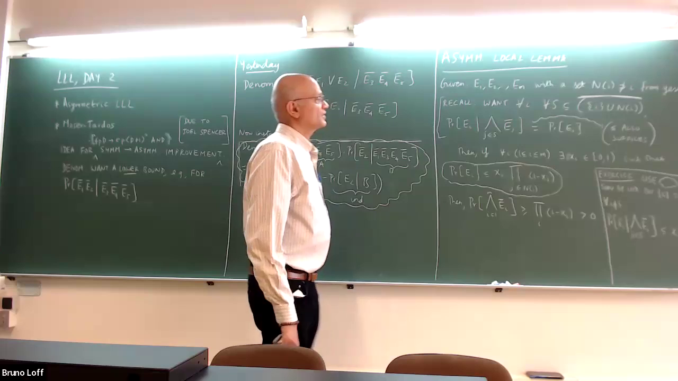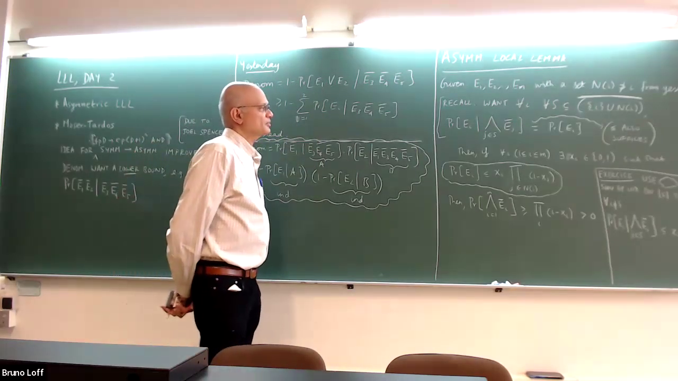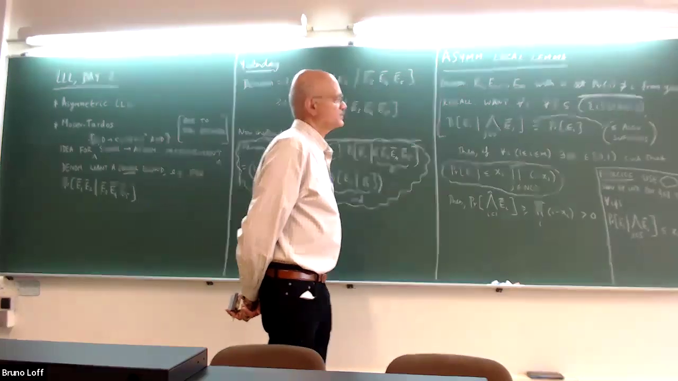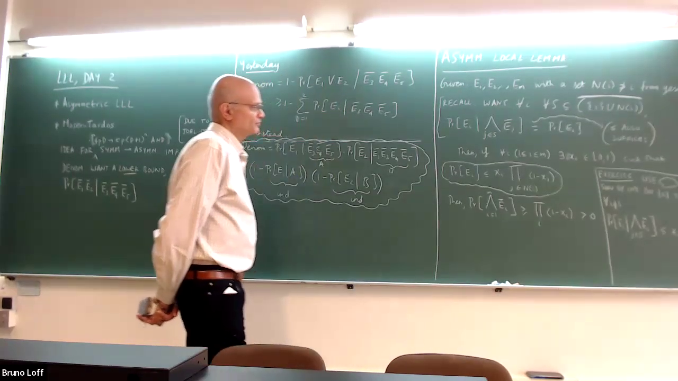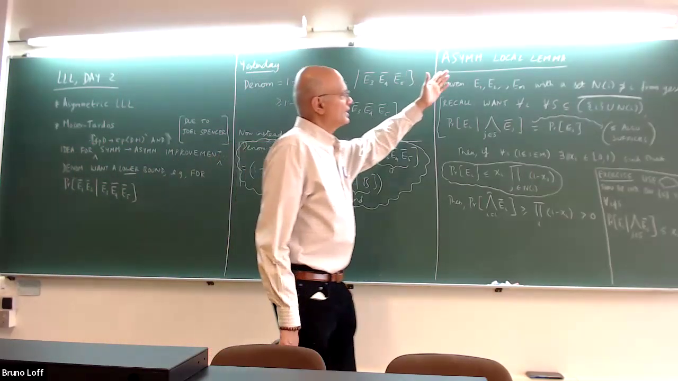And like I said, the lopsided version is also quite helpful. For example, for the latin transversals problem on n by n arrays that we saw yesterday. Okay. So first, let me quickly derive the symmetric local lemma as a corollary.